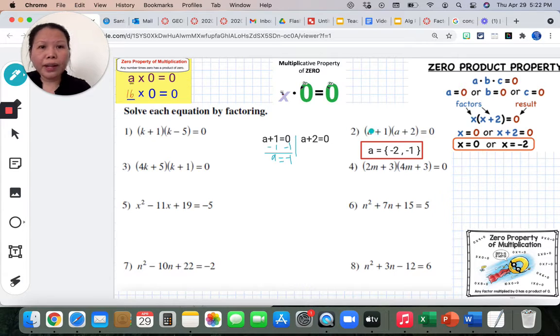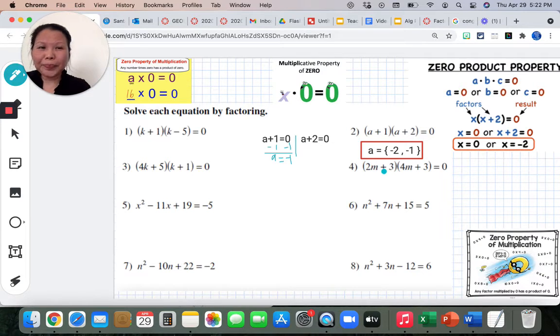If you plugged it in, negative 1 substituted in here, plus 1 will be 0. And no matter what value this is, this could be 7, this could be any number, and I multiply 0, I will still get 0. So this is why we have this answer, negative 2 or negative 1.